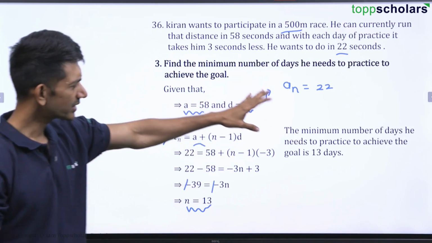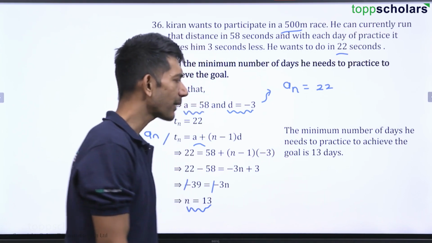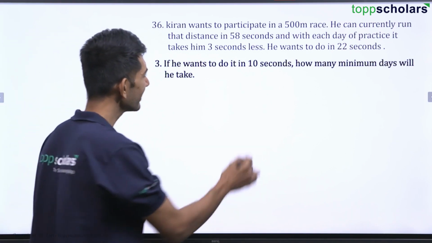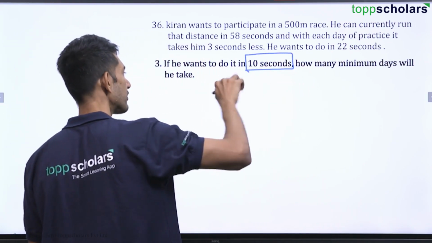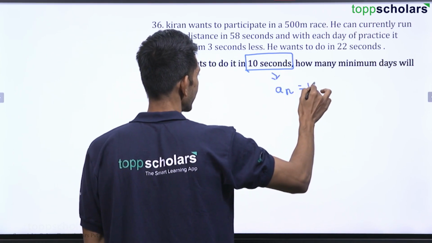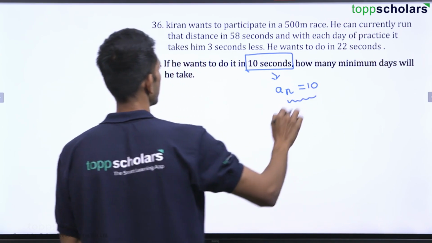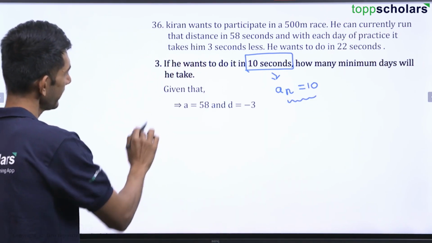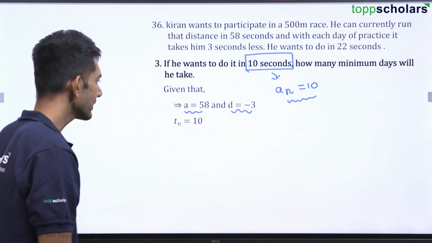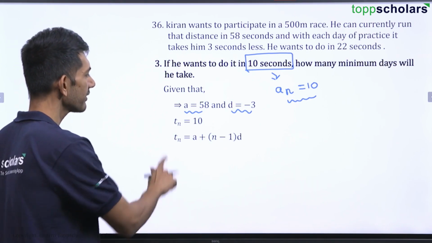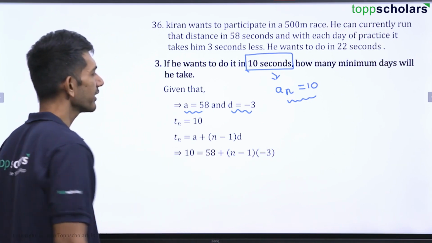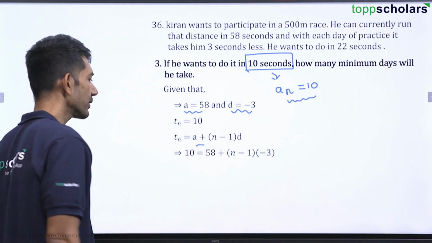So you can say, write down the statement correctly. The minimum number of days he needs to practice to achieve the goal is 13 days. If he wants to take it to 10 seconds, see again this is simple. Because if he wants to take it to 10 seconds, that means we are going to take the nth term as 10. And here we have A as 58, D as minus 3, An as 10, and we know that An is equal to A plus n minus 1 into D. So I can say that 10 is equal to 58 plus n minus 1 into minus 3. 58 goes on the other side.